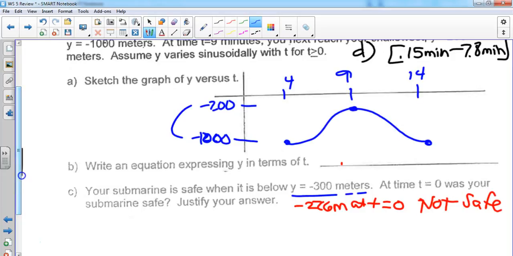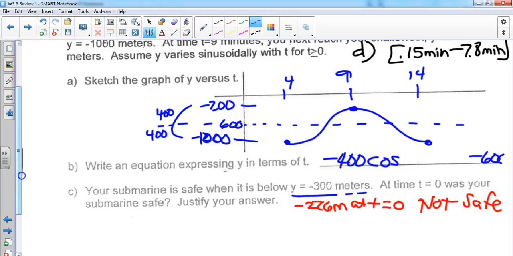What is this distance? 800. So half of that is? 400. So the amplitude is 400 above and 400 below. So that goes in front. I'm going to do an upside down cosine, so it's actually going to be negative. Now what's the midline through the middle? That goes at the back. That's a -4 in the middle.